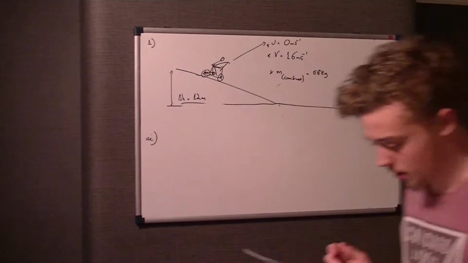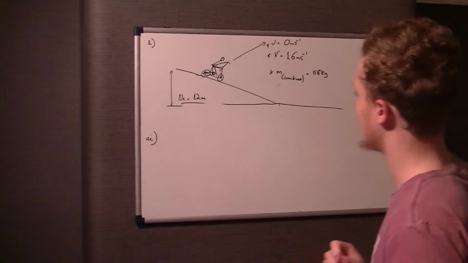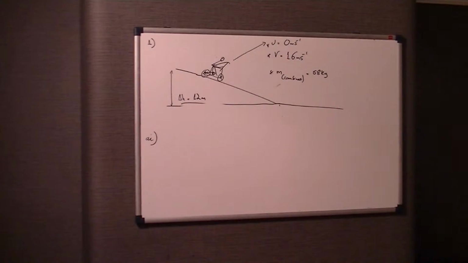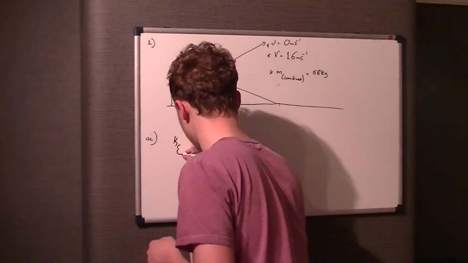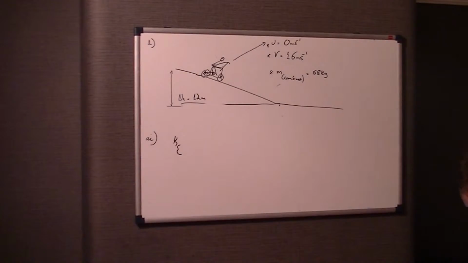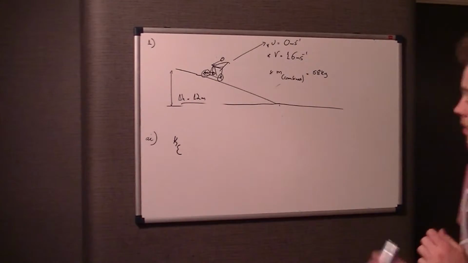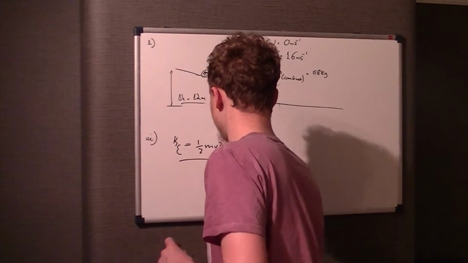The first part says calculate the total kinetic energy of the cyclist on reaching the horizontal section of the road. It's a very simple question. We should know that the kinetic energy is given in your formula sheet anyway: the kinetic energy is equal to a half mv squared.